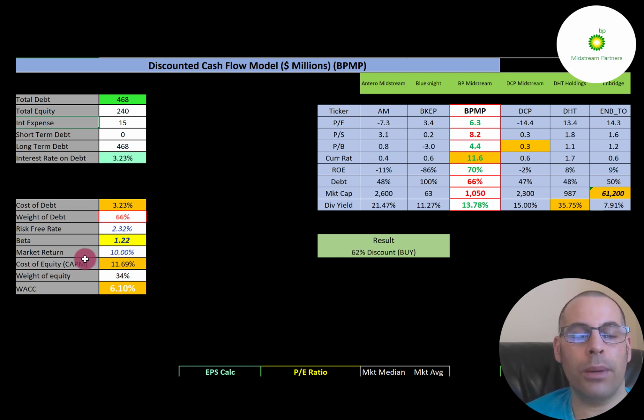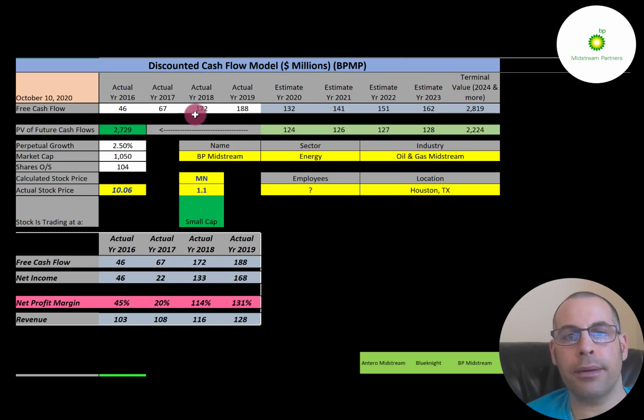The WACC of 6.1% is the discount rate we're going to apply to the future cash flows for this model. We estimated 4 years of future free cash flows. We also estimated terminal value, which is all cash flows past year four, and that's $2.8 billion. We discounted those numbers back to today using the weighted average cost of capital, and we get a value of the company of $2.7 billion.